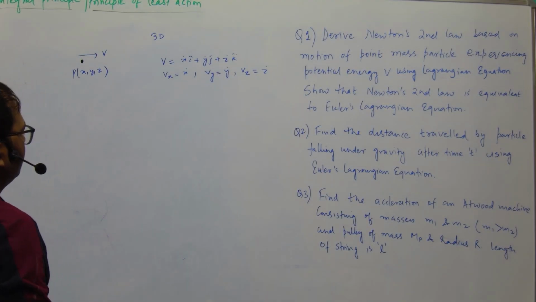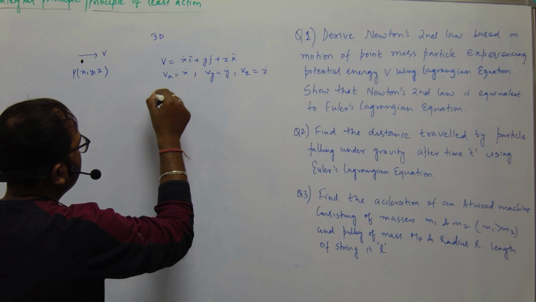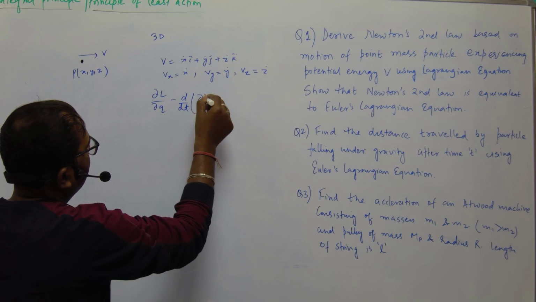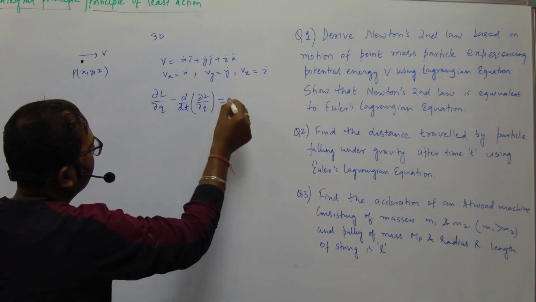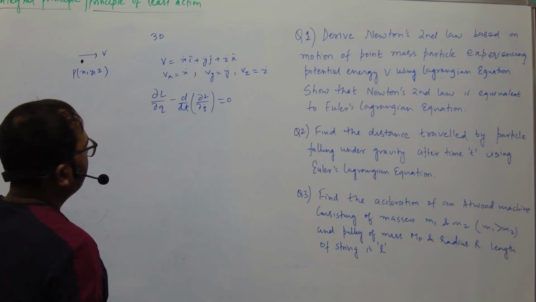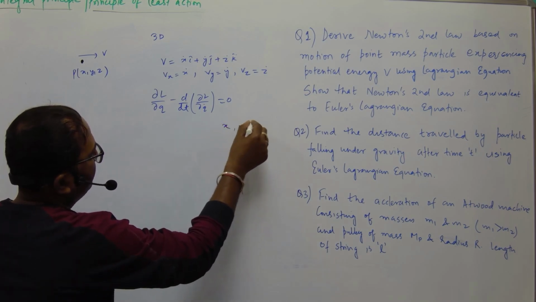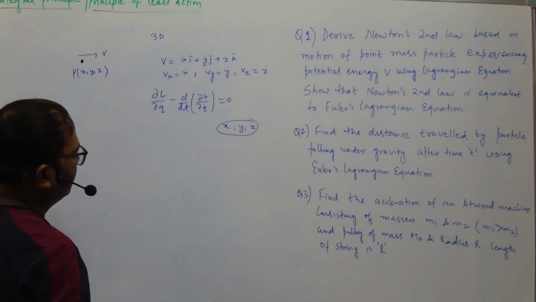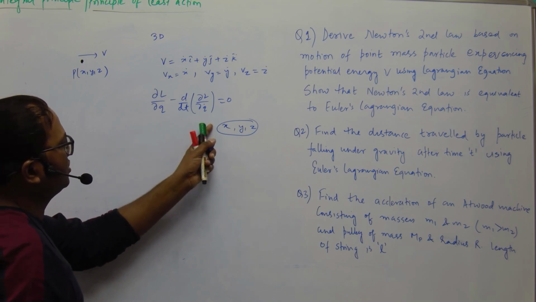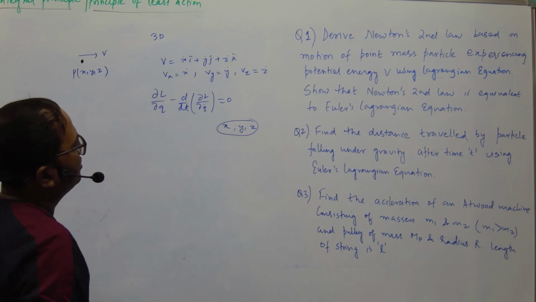So what is the Euler-Lagrange equation? We have the Euler-Lagrange equation as del L upon del q minus d upon dt of del L upon del q dot is equal to 0, where q is the generalized coordinate and q dot is the generalized velocity. We have the generalized coordinates as x, y, and z, so there will be 3 cases: the Euler-Lagrange equation in terms of x, in terms of y, and in terms of z as the generalized coordinate.